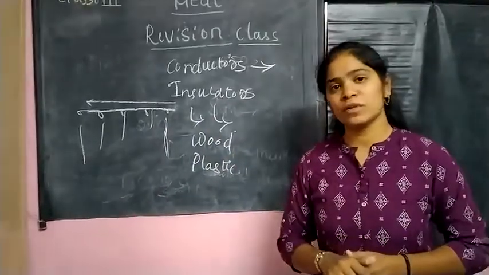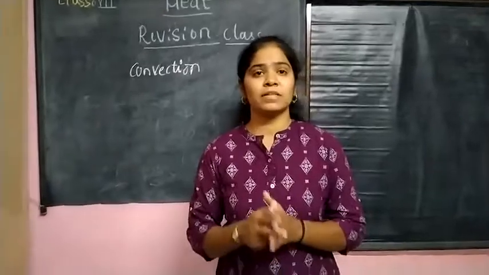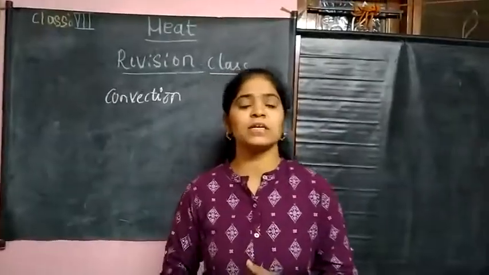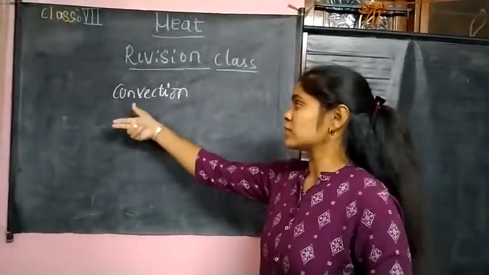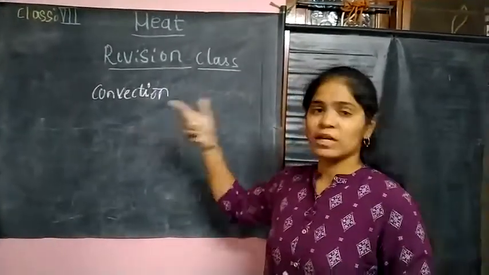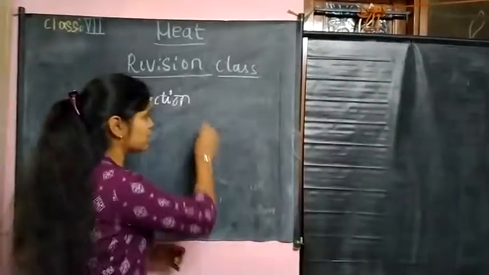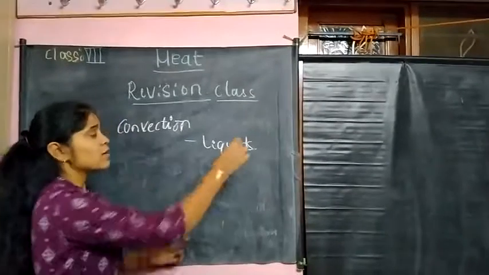So the next one is convection. The conduction method usually takes place in solid materials. The next one is the convection method, which usually occurs in liquid materials. So what is the convection method?